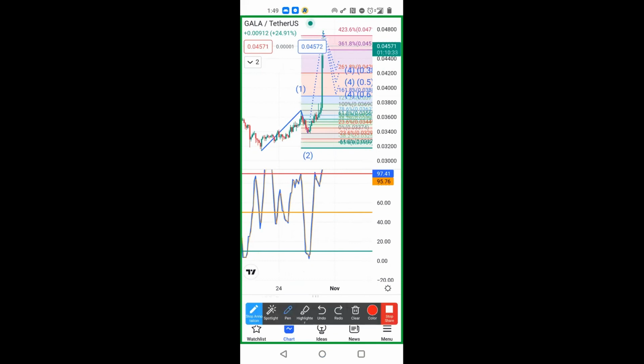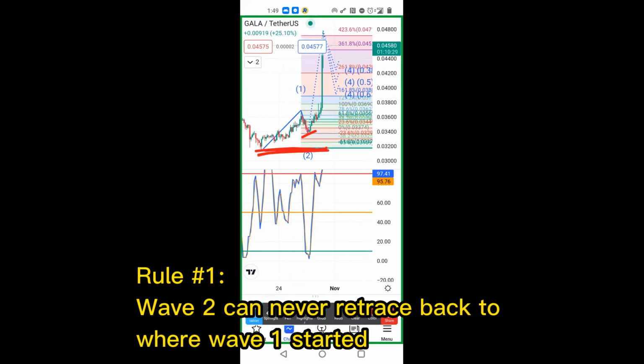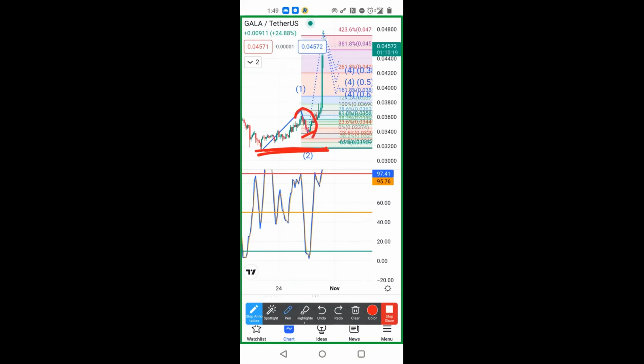Wave number 2 can never retrace 100% up to 0. It is a non-breakable rule. These are rules that are non-breakable. They can never be broken. 2 can never retrace where 1 started. That is a rule. Rule number 2.